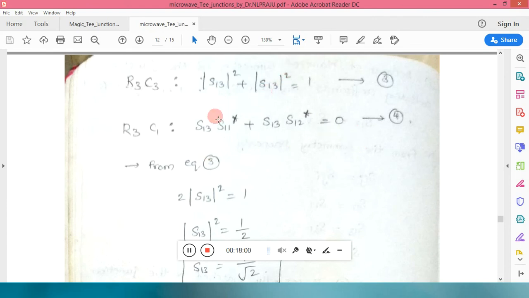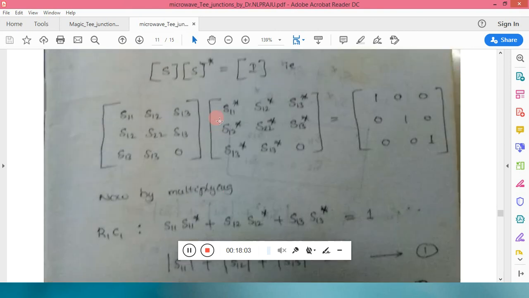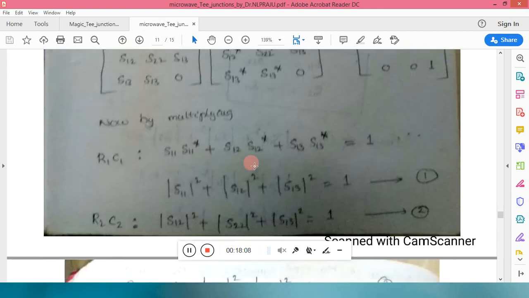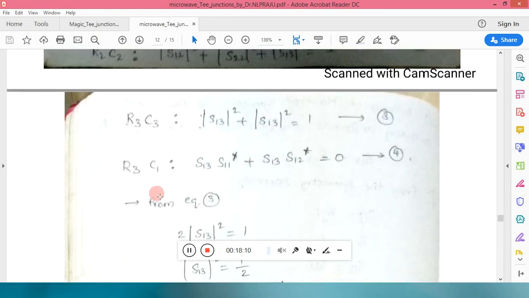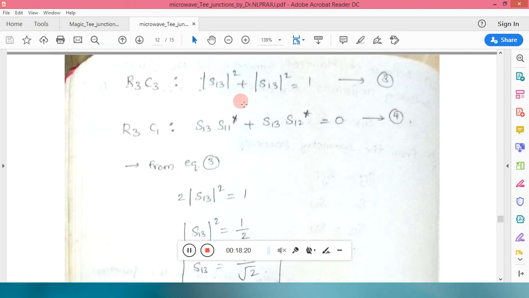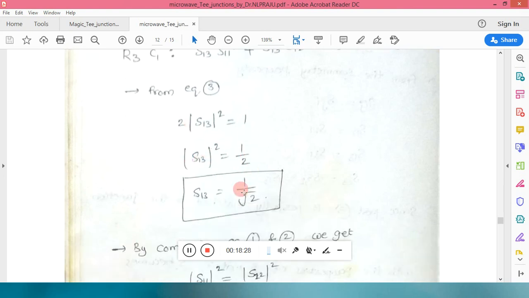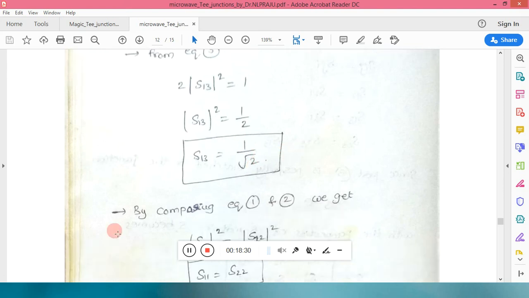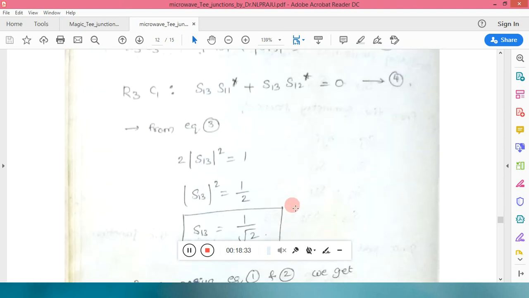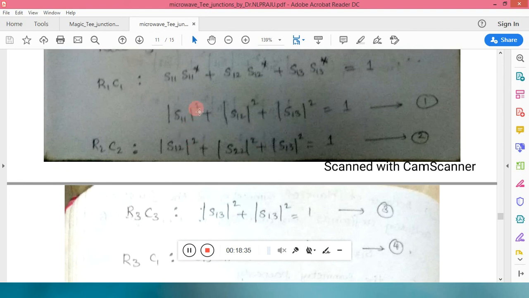Now R3 C1, like this. To get another unknown parameter, do R3 C1, that is S13 into S11 star plus S13 into S12 star is equal to 0. That is equation number 4. Now from equation 3, this is equation 2, into S13 star is equal to 1. So the magnitude of S13 squared is equal to 1 by 2, according to this S13 equals 1 by root 2.